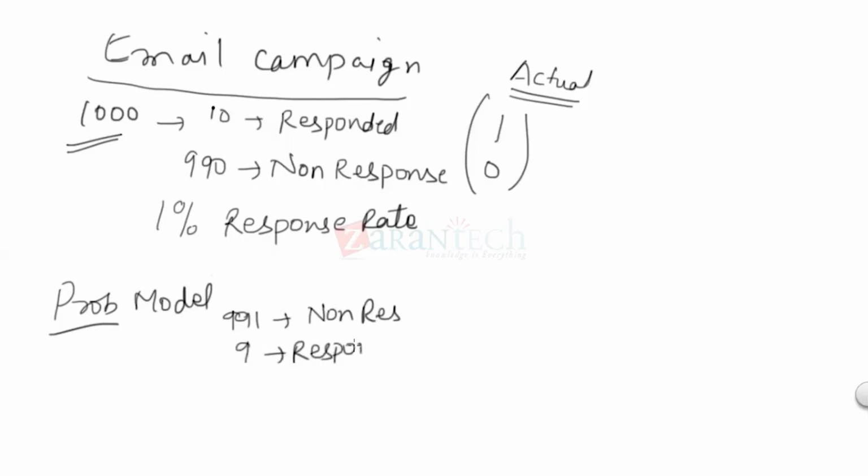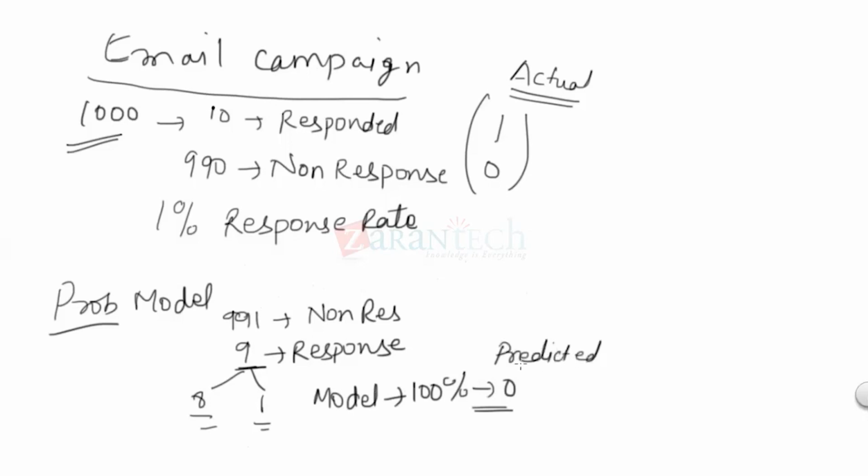It's still okay, and we can check that out of these 9, maybe 8 are coming from the same 10, and 1 is coming from some other population. But let's assume, you can still figure out how much accuracy you are achieving. Now let's imagine a situation where, rather than saying this, the model says that 100% of the people are not responding, that everything is predicted to be 0.